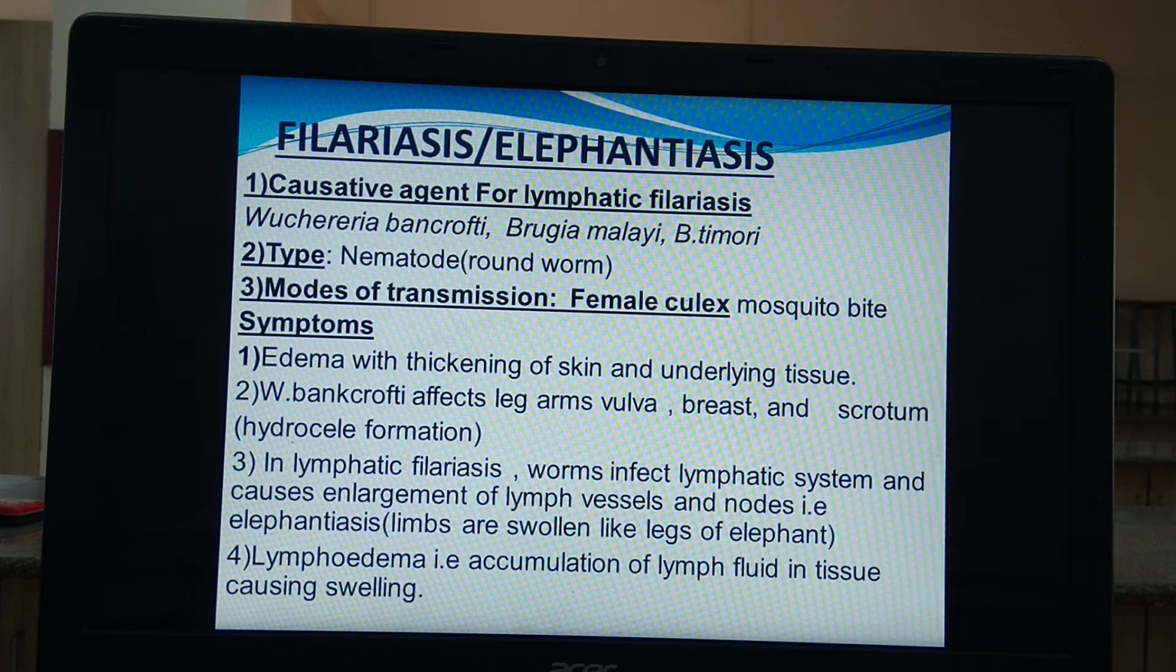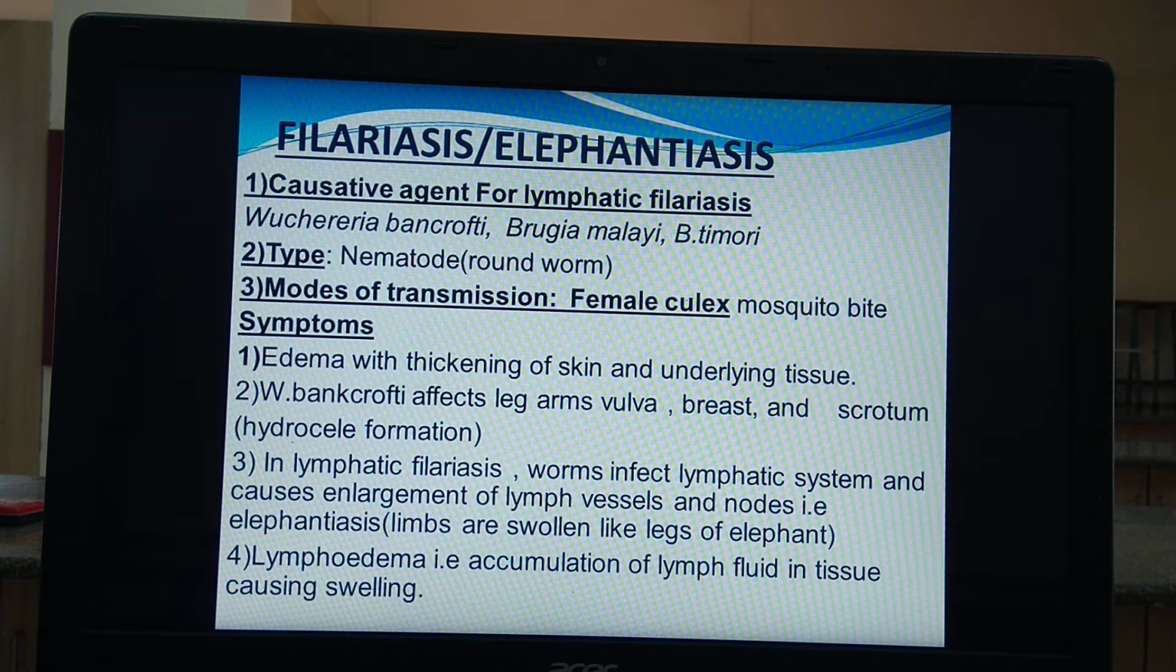Then what are the symptoms of this disease, filariasis? Symptoms are edema with thickening of skin and underlying tissue. What's the meaning of the word edema? Edema is accumulation of fluid in between the cells, which is also called interstitial spaces. So in the interstitial space, fluid gets accumulated, which results in thickening of skin and the underlying tissue.